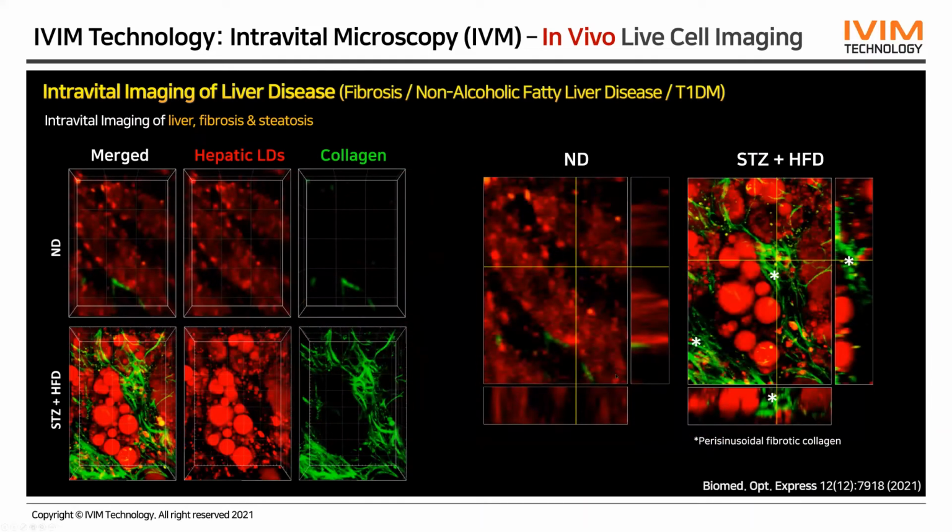And this is the 3D reconstruction, of course, after taking the Z-stack data. In this example, you can see the development of fibrotic collagen in green, together with the red lipid droplets in the hepatocytes, in the liver of the live animal model.